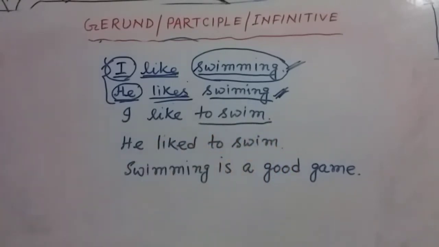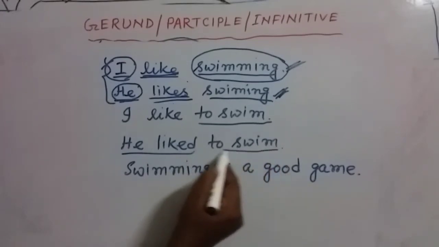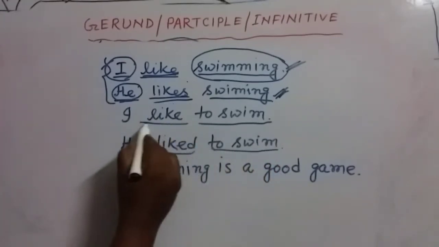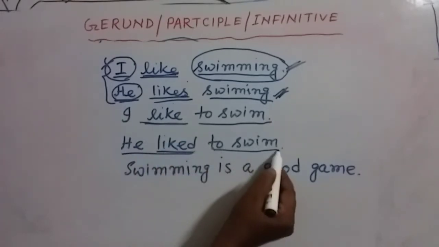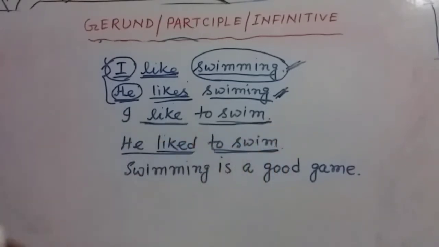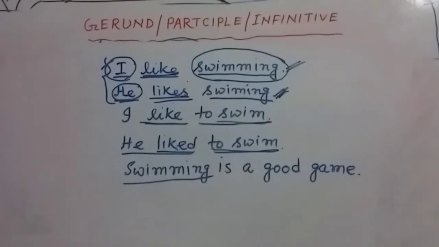This section is not changed. I like to swim, he liked to swim. Look at this part, the verb is changed according to the tense, but this part is not changed. Again in the last sentence you can see swimming is a good game. So here this part will not be changed if we change the tense of the sentence.